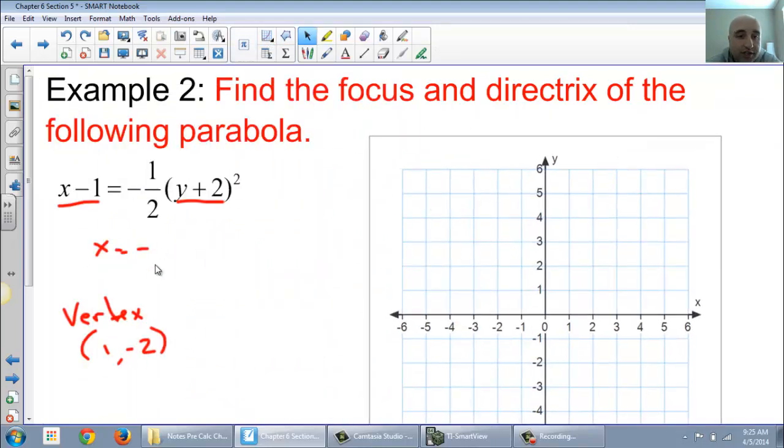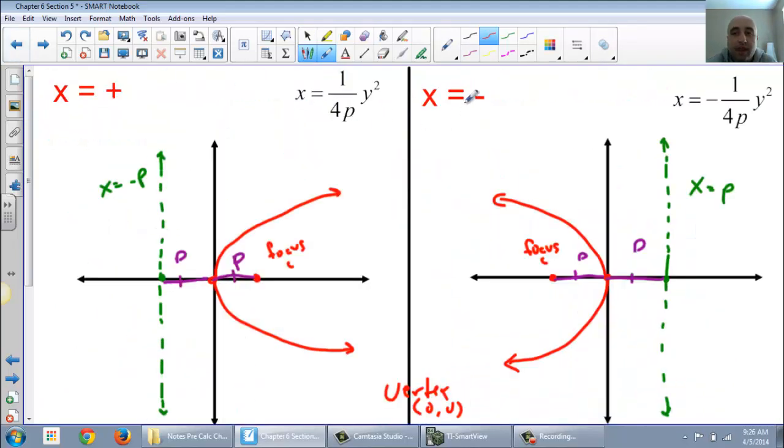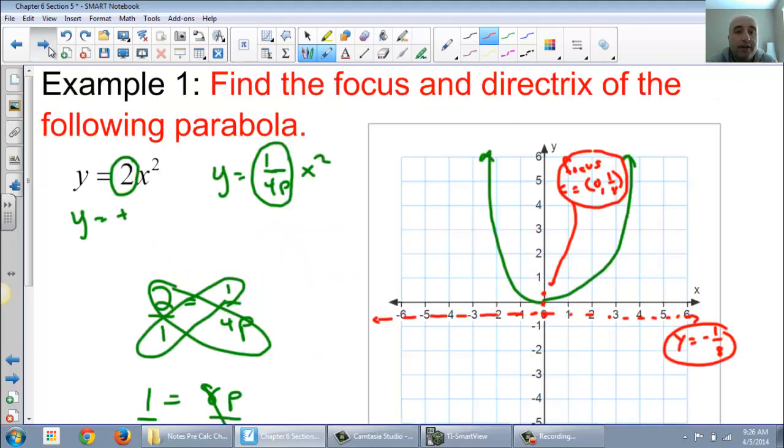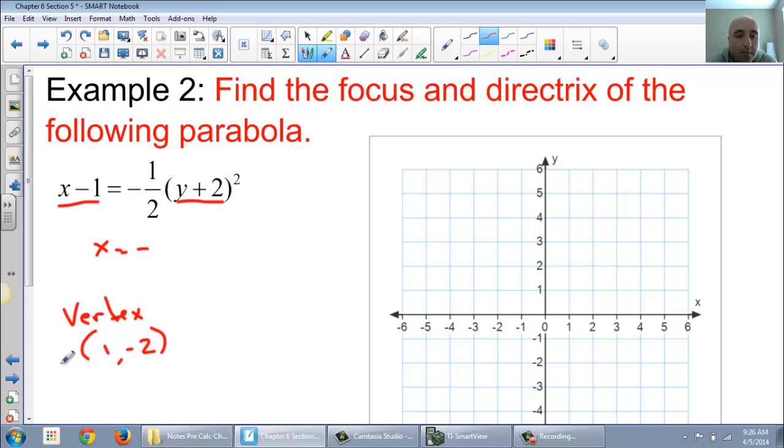Now what direction? The last thing we need to think about, so we know the vertex, now we need to know the directions. X equals a negative. Where is that going to open? X equals negative opens to the left. Now it's going to open to the left from our vertex.